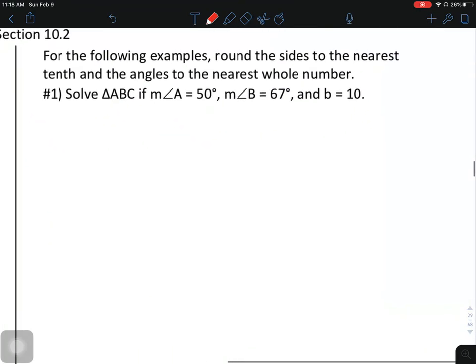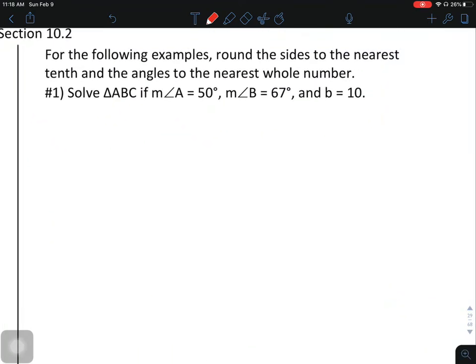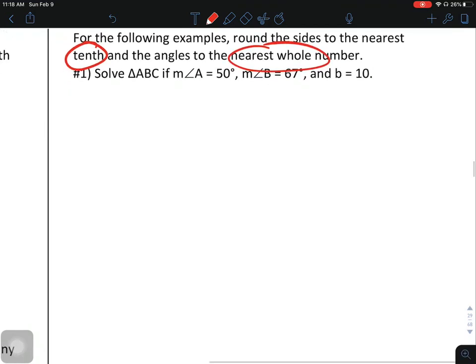All right, let's get to an actual problem. So I think I might have freaked you out there. My apologies. For the following examples, round sides to the nearest tenth, angles to the nearest whole number. Solve triangle ABC. That means find all the missing measurements.